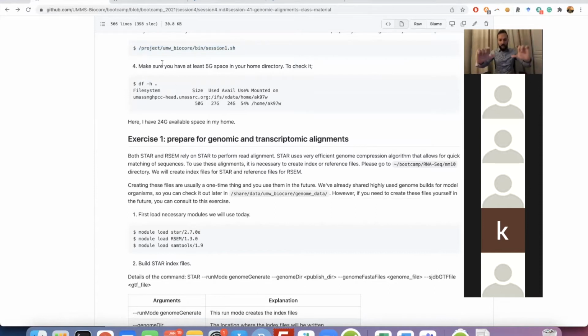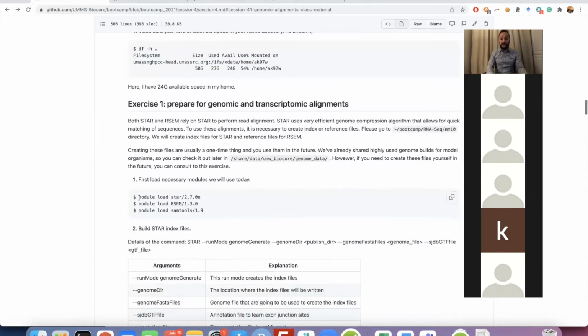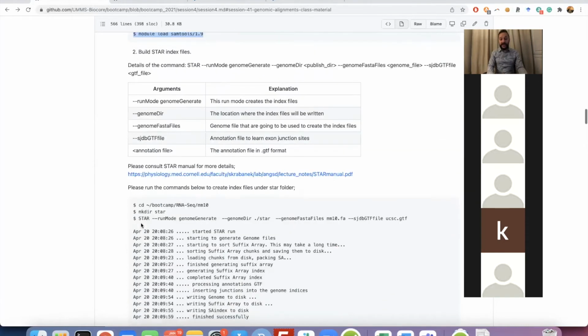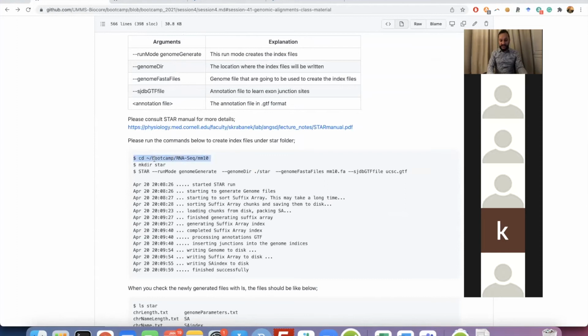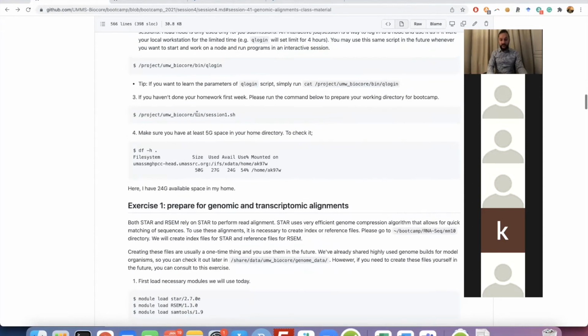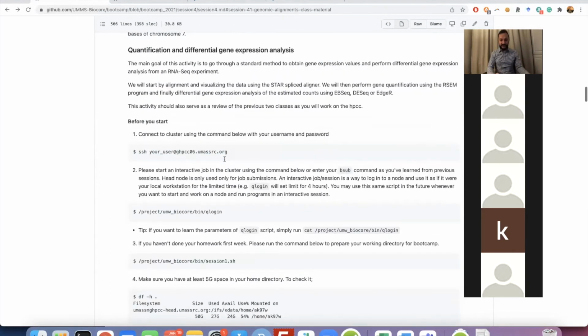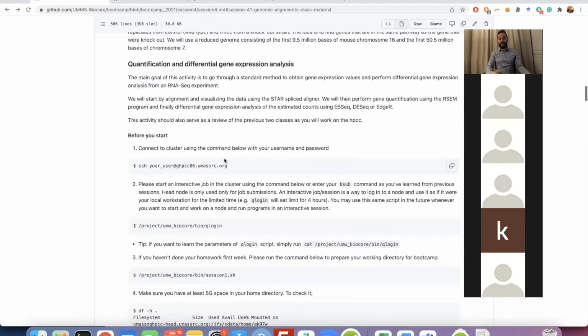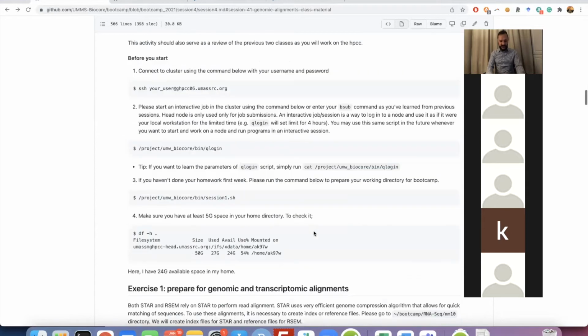Go one by one when you're doing the exercise, load your modules, and then go to that specific directory. This directory will come in after you run this session 1 sh script, okay? So don't forget doing these things. If you're stuck anywhere when you're doing these exercises, ask us on Slack, okay? And Onur, Arthur, and I will respond to your questions.